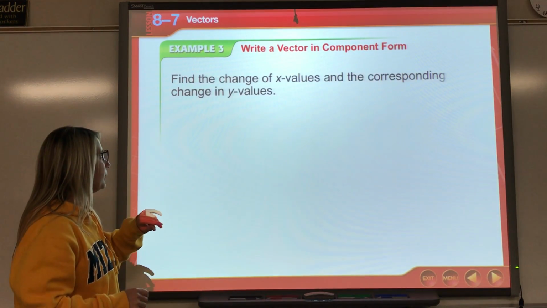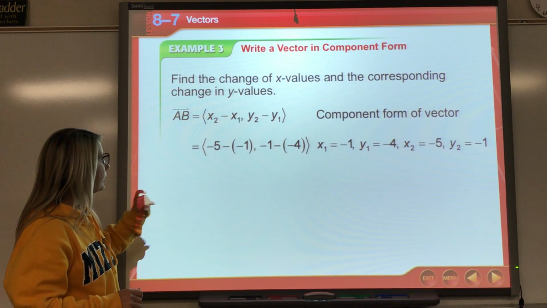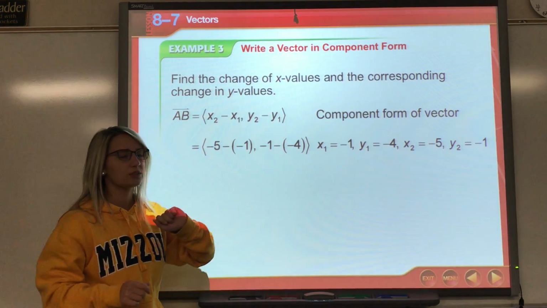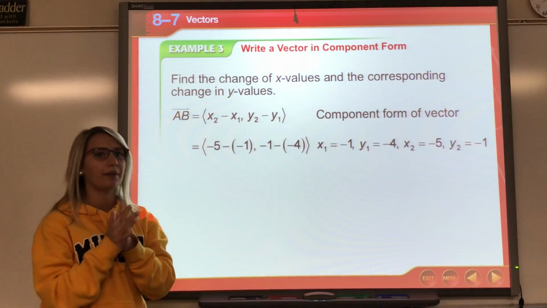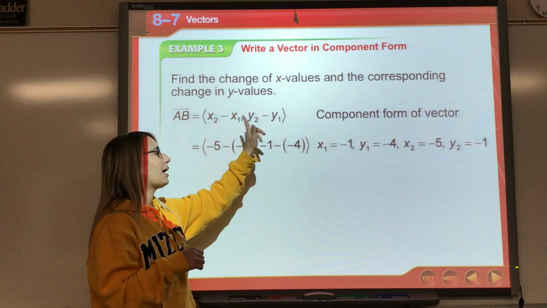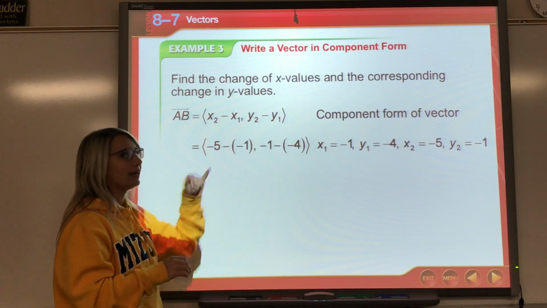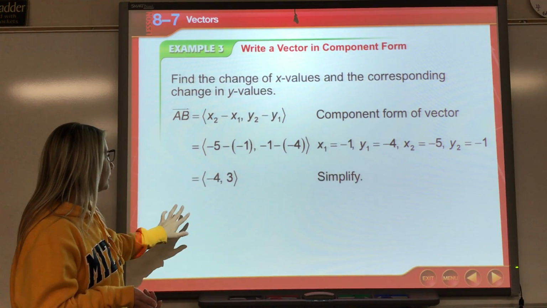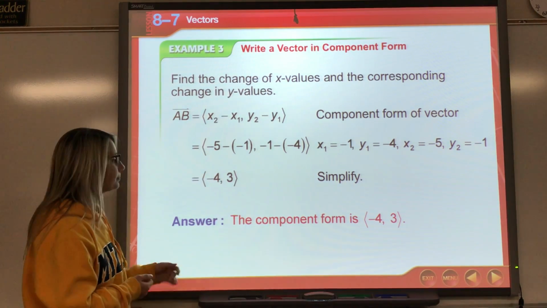So if we take point B minus point A, so we're having x2 minus x1 as our x value, and y2 minus y1 for our y value. So we go ahead and plug those in, so then we have -5 minus the -1, and -1 minus -4, so we end up with -4, 3. So that would be the component form of that vector AB.